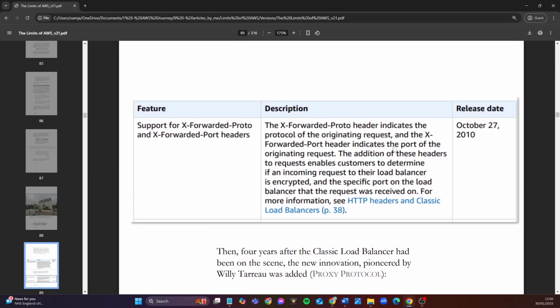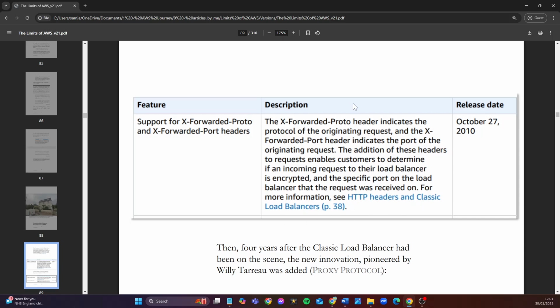So this is from an AWS documentation. You can see that in 2010, support for X-Forwarded-Proto and X-Forwarded-Port headers was added. The X-Forwarded-Proto header indicates the protocol of the originating request, and the X-Forwarded-Port header indicates the port of the originating request. The addition of these headers to requests enables customers to determine if an incoming request to their load balancer is encrypted, and the specific port on the load balancer that the request was received on. That's because some protocols like HTTPS indicate encryption. For more information, see HTTP headers and classic load balancers.